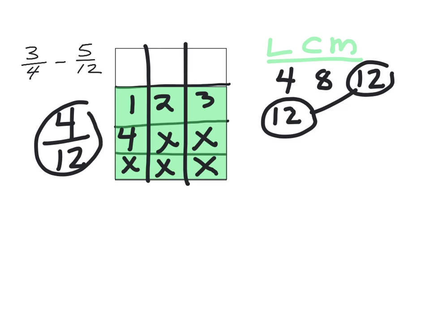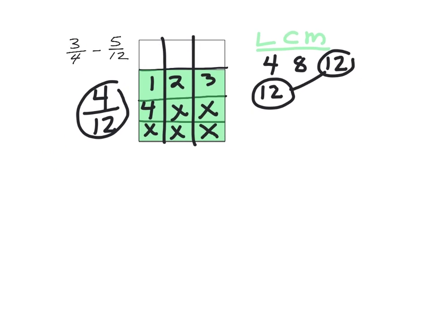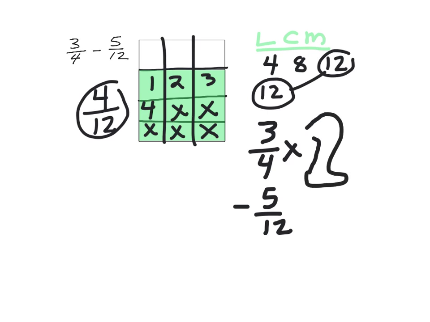Now, let's go ahead and look at how the algorithm would look. And I'll do that right over here. So I'm going to go 3 fourths, and I'm going to subtract the 5 twelfths. And then I got to multiply both of these by the giant 1.